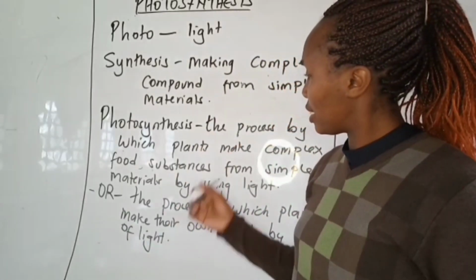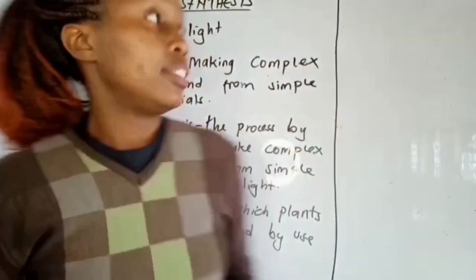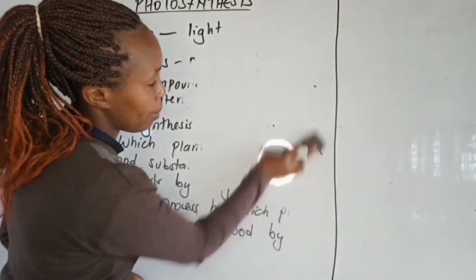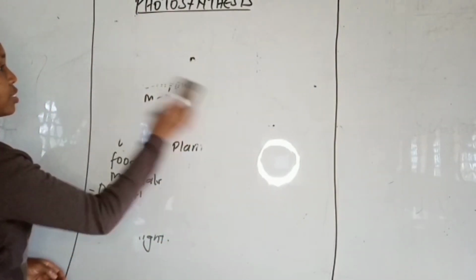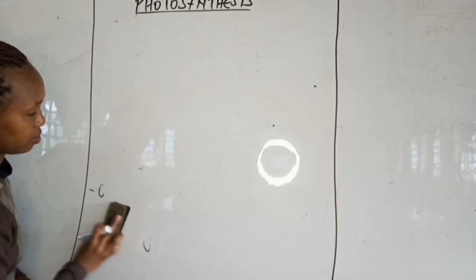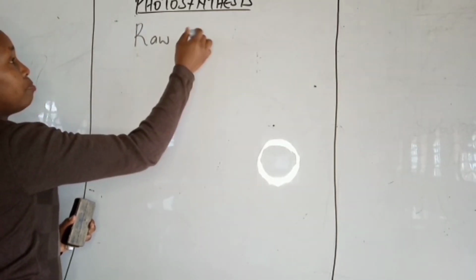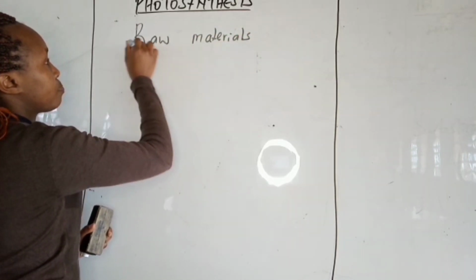So we want to see these simple substances. What are they? And to be able to say what they are, we talk about the raw materials. So let us look at the raw materials that are required during photosynthesis.